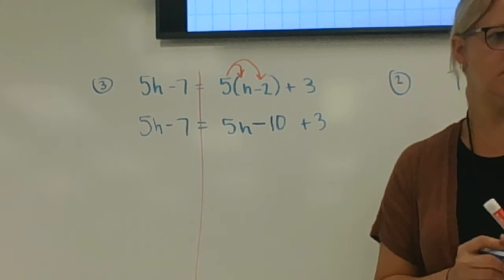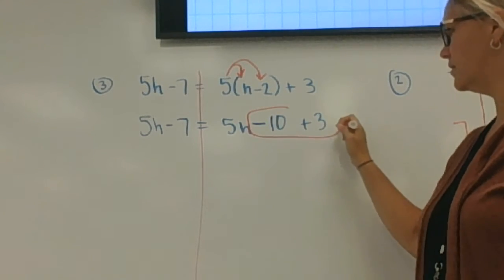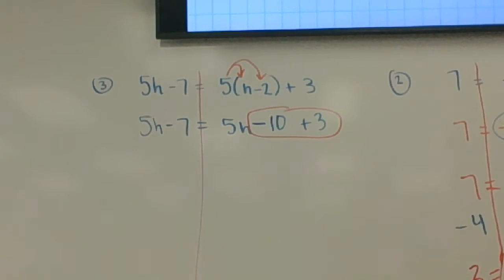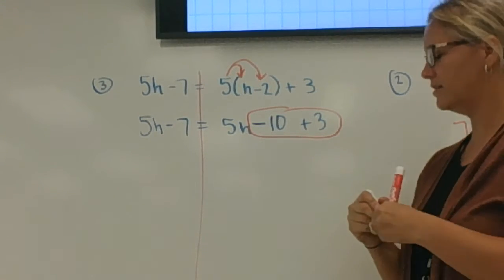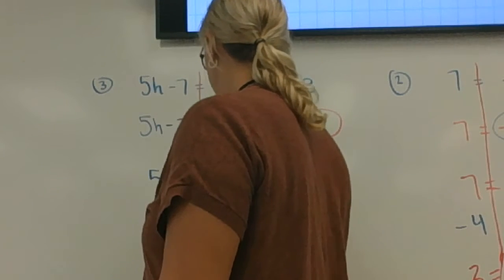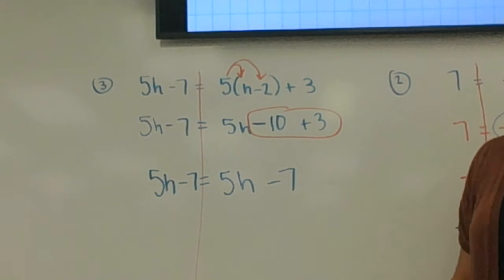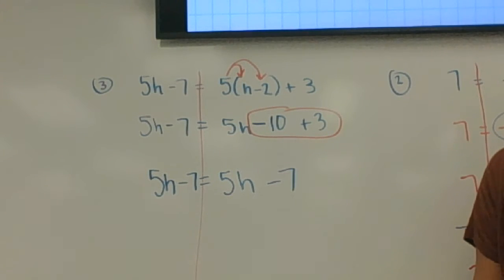All right, so when you combine like terms in the next step, negative 10 plus 3. 5h minus 7 equals 5h minus 7. This is pretty special. It's literally just 5h.